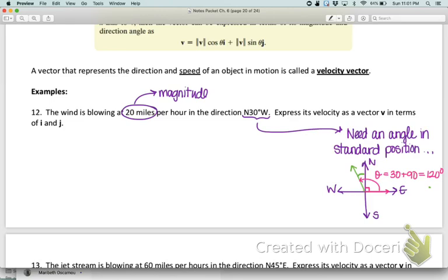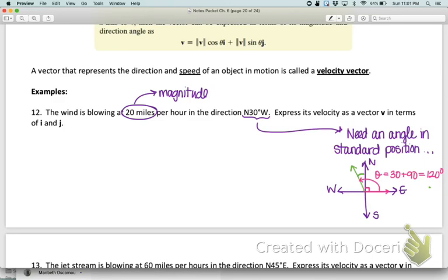So you always have to be careful when they give you a bearing. If they just gave you an angle, you can assume it is in standard position. But because bearings are measured from that north-south line, you might have to do a little bit of tweaking to figure out what that needs to be. So the theta that we want to use is 120 degrees.